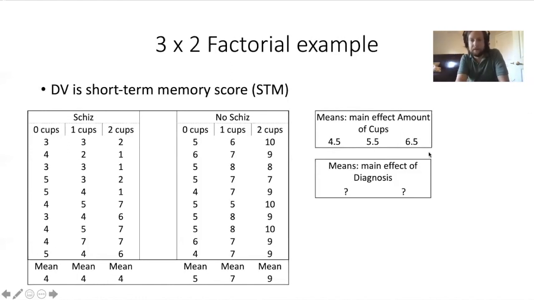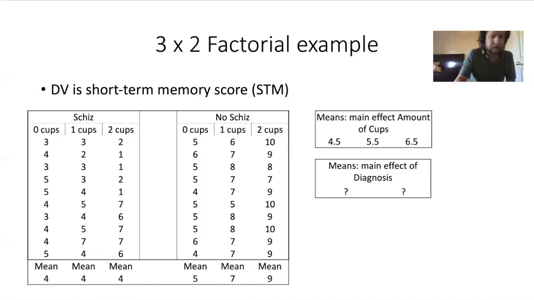And then finally, for 6.5, this is the mean score of people that drank 2 cups of coffee. All of these scores plus all of these scores divided by the total amount of those scores, which is 20, I believe, gives you a mean of 6.5. Also, 4 plus 9 equals 13 divided by 2 equals 6.5 as well.